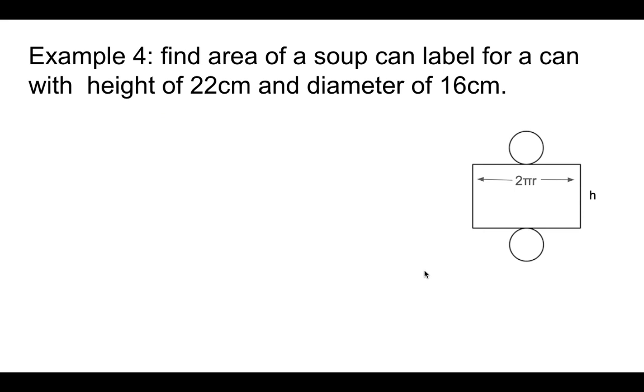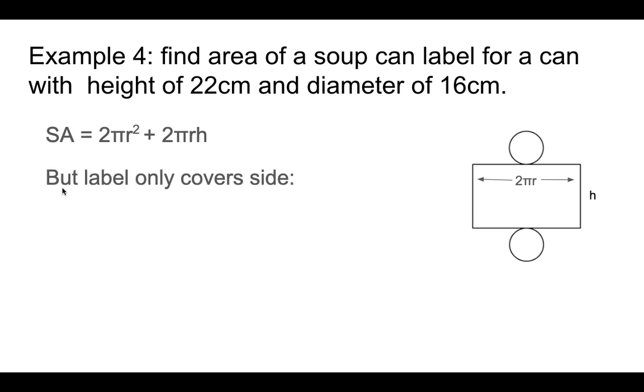Okay, let's take a look at this example. It says find the area of a soup can label for a can with a height of 22 centimeters and a diameter of 16 centimeters. Well, don't forget this is our net, right? So let's take a look. Our surface area equation for a cylinder is this. But don't forget, if you're asked to find just the label, the label only covers the side. The label does not cover the top and bottom of the can.